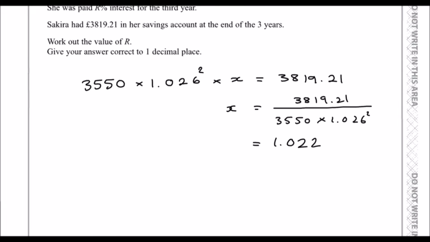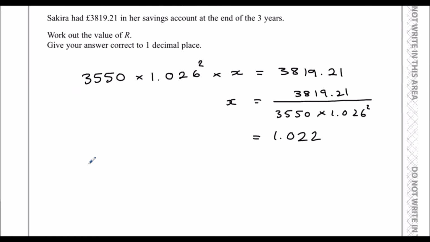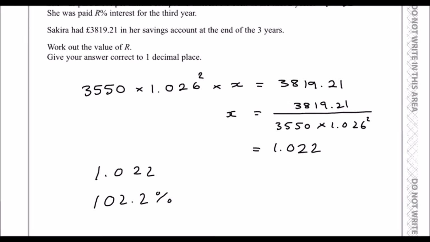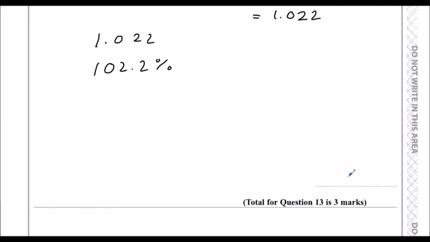So what is that? What's R? What percentage increase have we had? So if the multiplier is 1.022, times it by 100, that's 102.2%. So what's been added on? It's 2.2. 100% plus 2.2%. So R is 2.2.